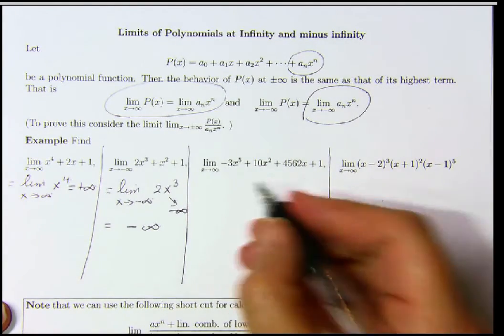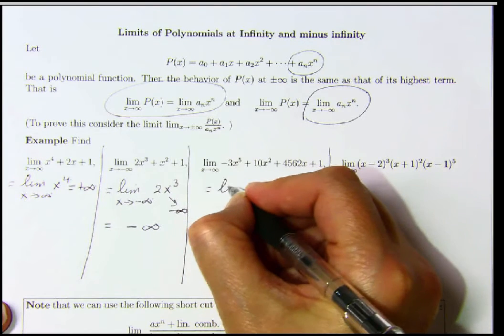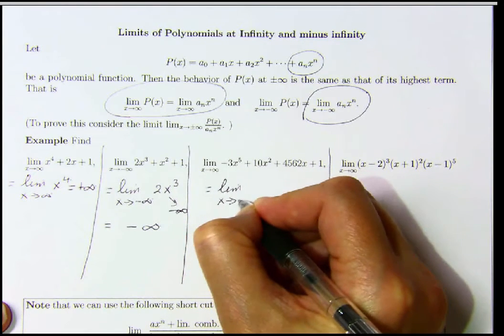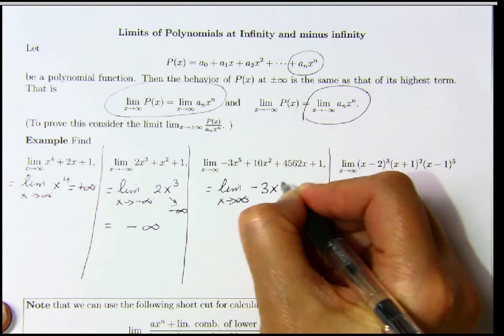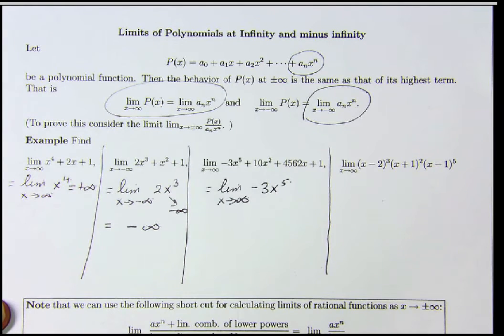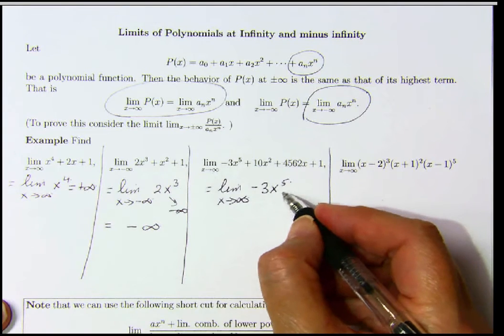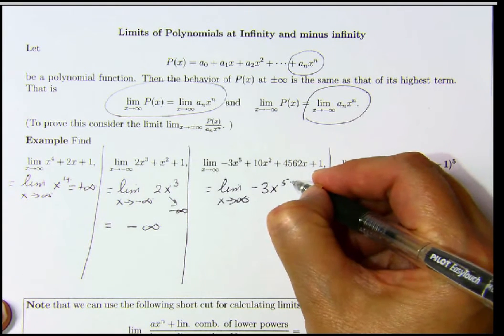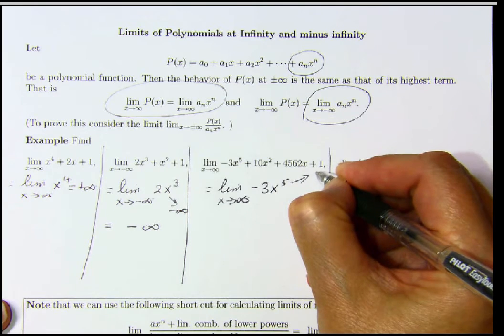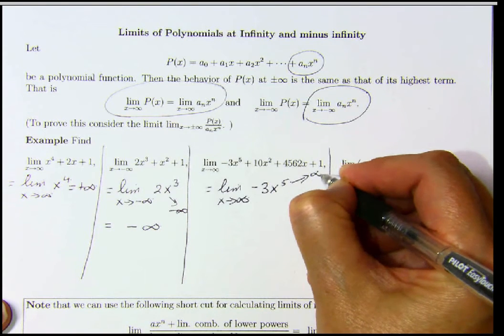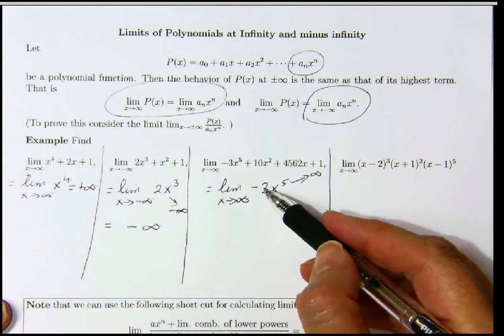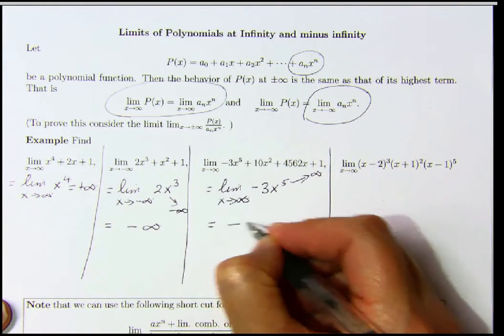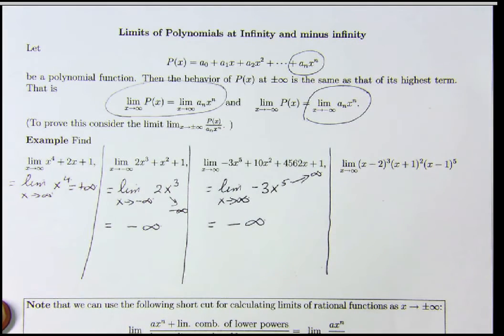And here's another polynomial. And again, when we calculate the limit as x approaches infinity, we can just restrict our attention to the leading term and how it behaves. And this is the limit as x approaches infinity of negative 3x to the 5. Now, we're going to plus infinity, so the x to the 5 goes to plus infinity, but here we're multiplying the term by negative 3, so this goes to negative infinity.